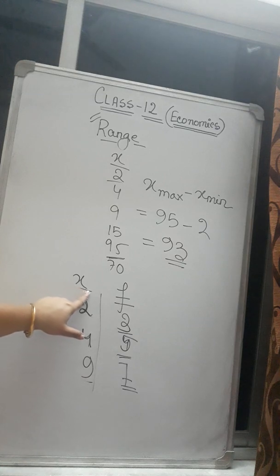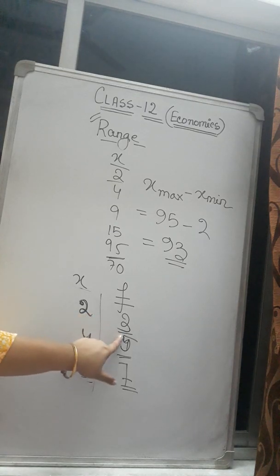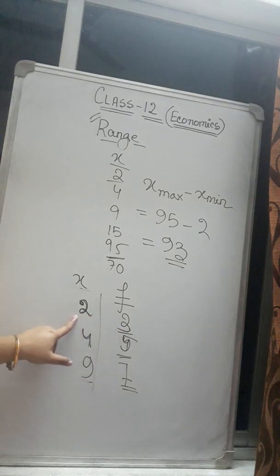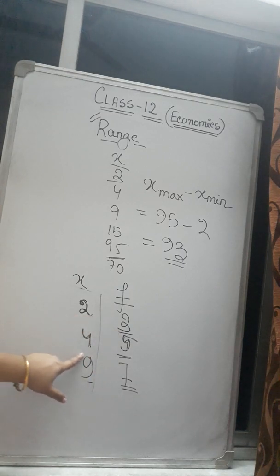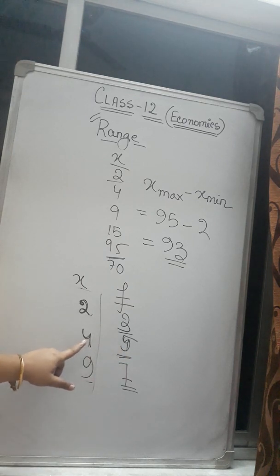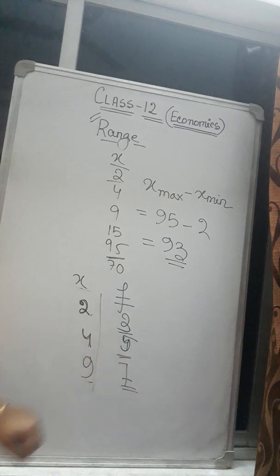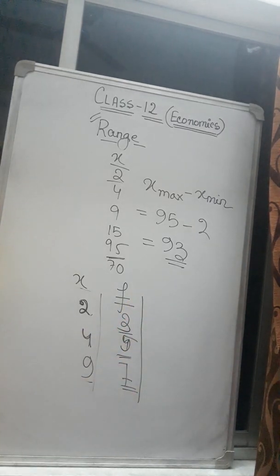So x is the marks of maths, which is the variable, and the variable takes the value 2. How many times does it take it? It takes it for 3 students, so the number of times this value comes is 3. The value 4 comes 5 times. That means the variable takes 4 as the value 5 times. So here the frequency is also given.